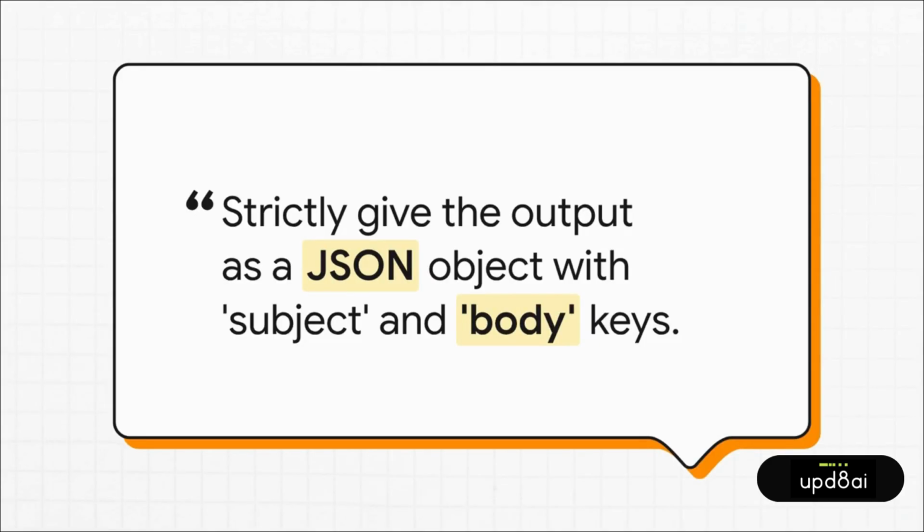And here's what that looks like in the real world. You see, we're not just telling it, hey, write a friendly email. We're being super specific. We're saying draft the email, but, and here's the magic, give me the output as a clean JSON object, with one key for the subject and another for the body. Why do we do this? Because that structure is what lets our other automation steps grab that info and actually use it.